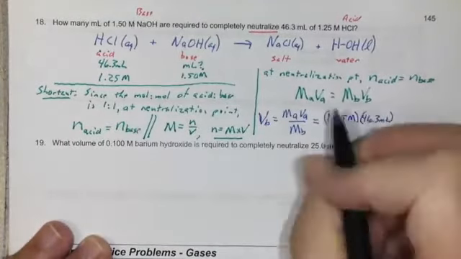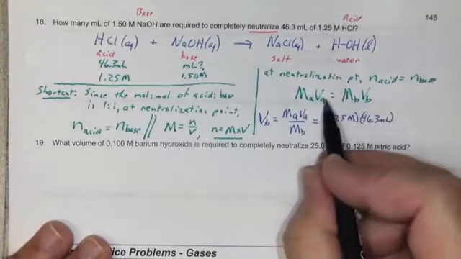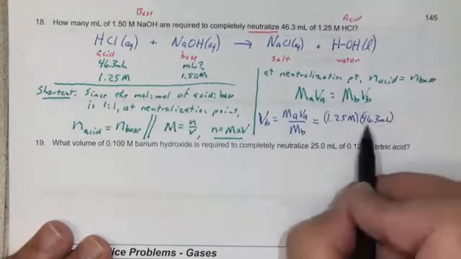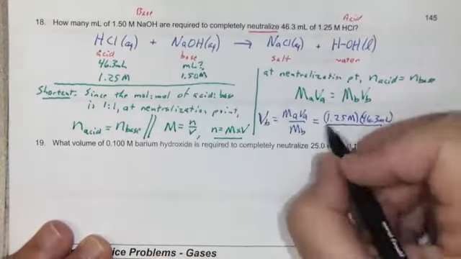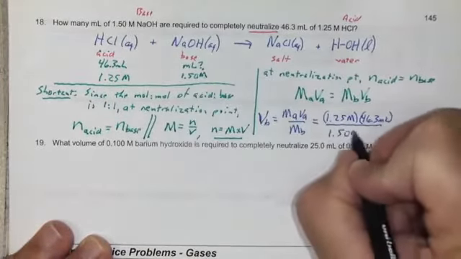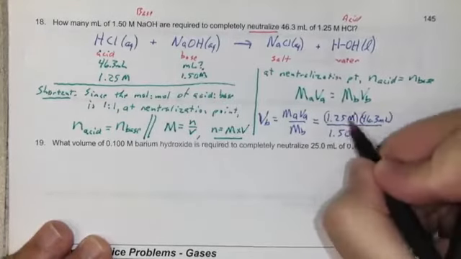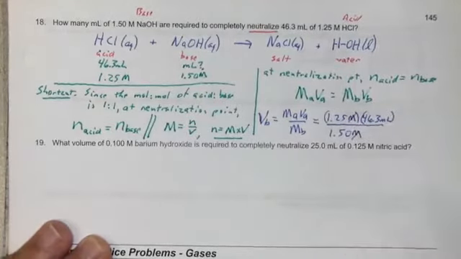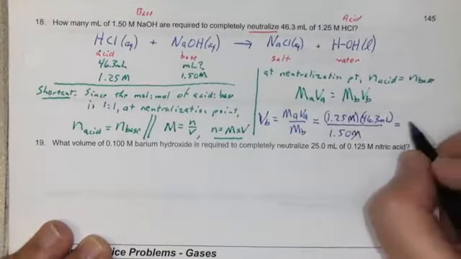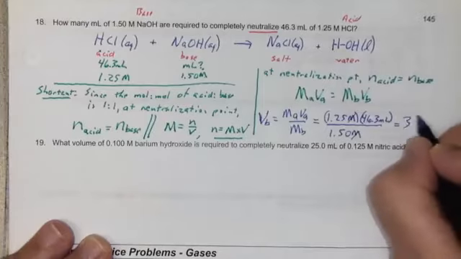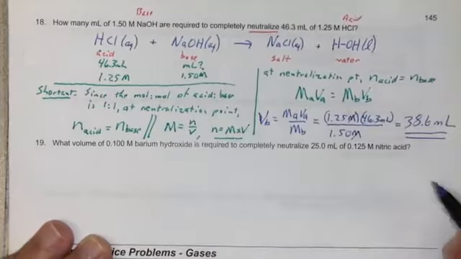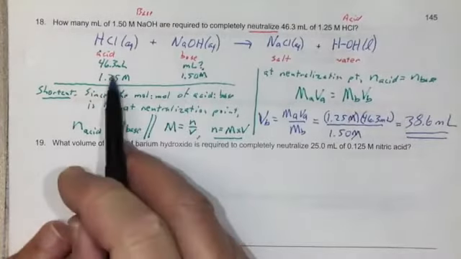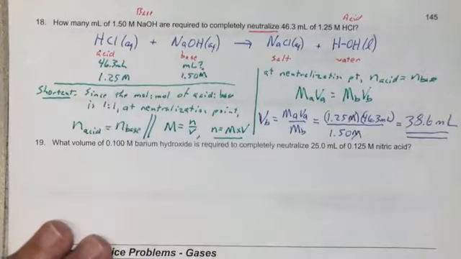Remember, in this kind of equation, as long as we're consistent, I can use any unit for volume I want to, so I'm going to leave this in milliliters. Divided by the molarity of the base. What's the molarity of the base? 1.50 molar. You can see that the units of molarity cancel. I end up in units of milliliters, and the volume of the base calculates out to be 38.6 milliliters. It takes 38.6 milliliters of base to completely neutralize the 46.3 milliliters of the acid.